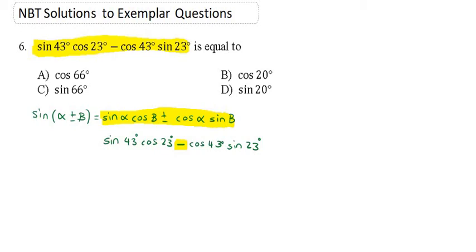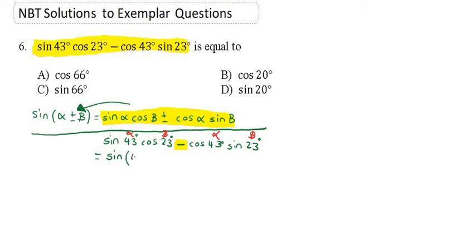So let's just do that. All right, so what are we left with? If we have to simplify this, it's going to look something like this, left hand side. So this is equal to sine. The alpha over here represents the 43 degrees, and the beta represents the 23 degrees. So what is this going to look like?